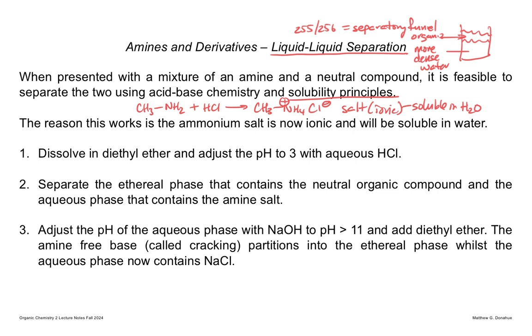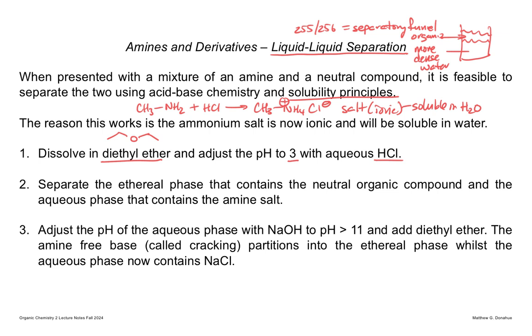So if you have a mixture of an amine plus some other neutral compound that's not an amine, you can protonate the amine to form a salt. The salt will go in the water phase, and the neutral compound will stay in the organic phase. So for example, if we're using diethyl ether as the organic solvent, we adjust the pH to the acidic range with aqueous HCl. The amine is protonated to the salt. It goes into the water phase. The organic compound stays in the ether phase. And now what you've done is you've separated that mixture using liquid-liquid extraction.